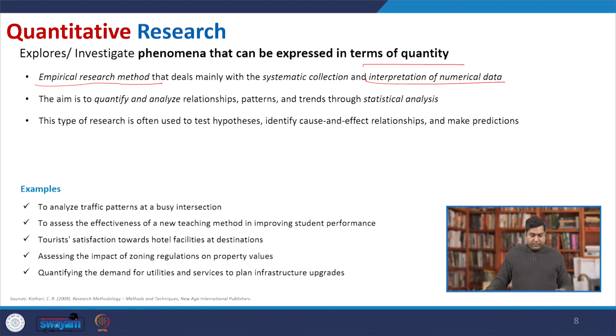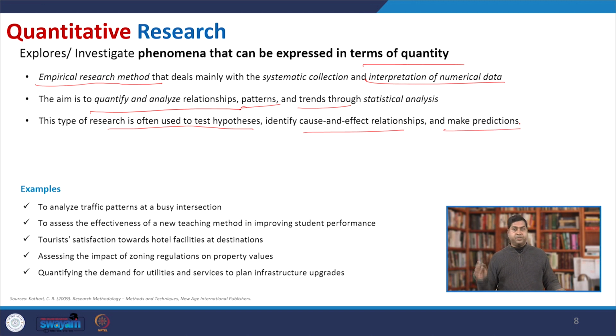The aim of quantitative research is to quantify and analyze the relationship, and also the pattern or the trend, through statistical analysis. This type of research is often used to test hypotheses, identify cause and effect relationships, and make predictions. So it is very clear that it is one type of applied research, but in a quantitative manner. Here the new term that we are discussing is the hypothesis.